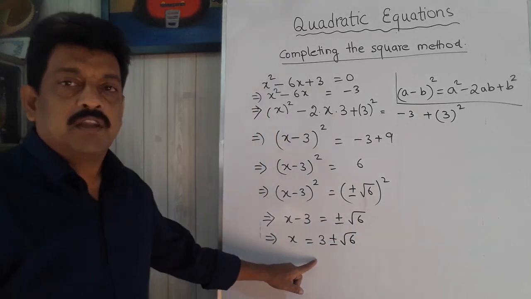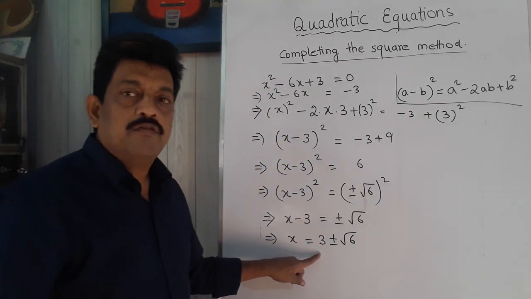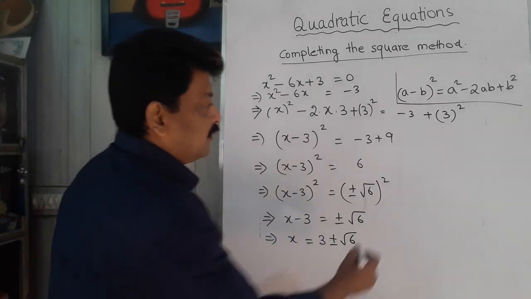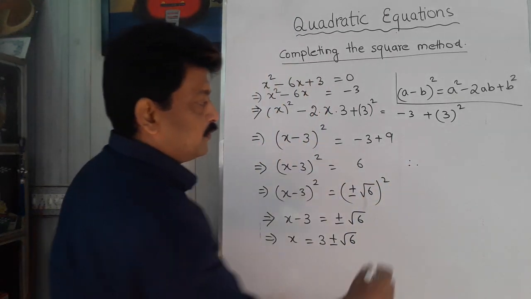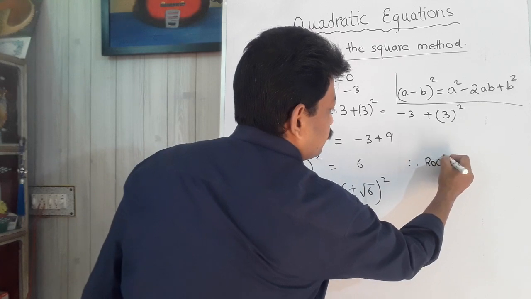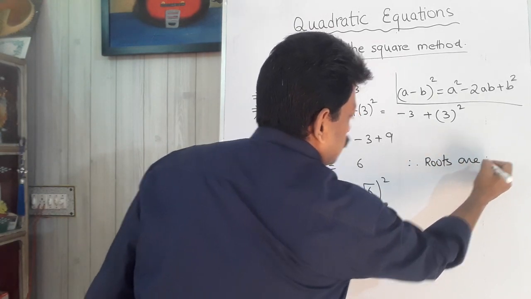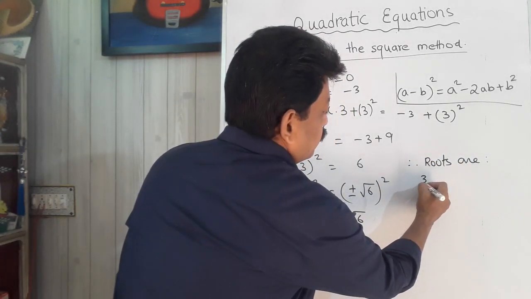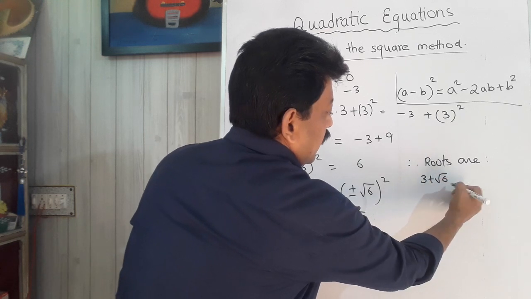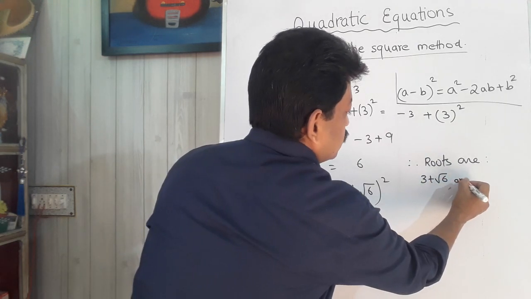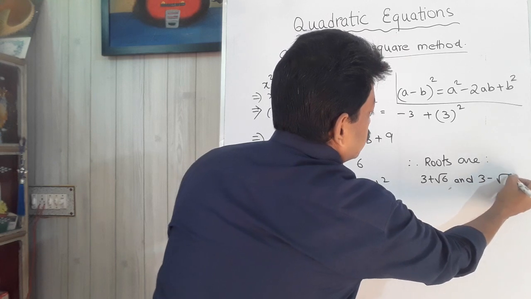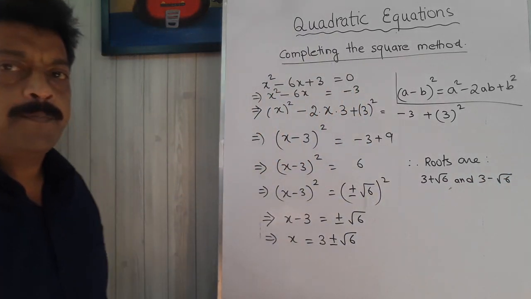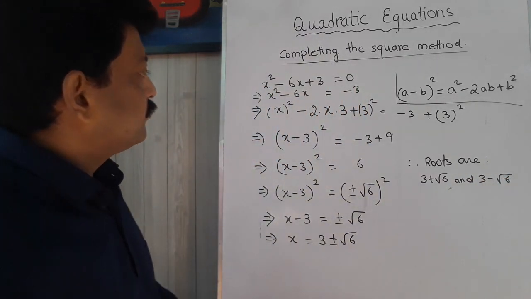Now you can see that we have got two values of x. These two values are known as the roots. Therefore, roots are: the first value is 3 plus root 6 and the second one is 3 minus root 6. Okay, just go through the whole thing again.